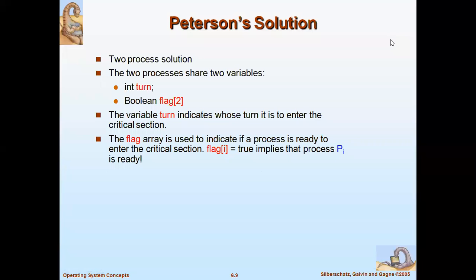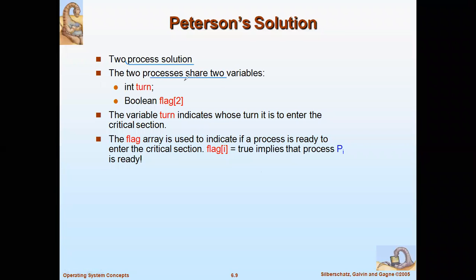Hello students, now let's move to the solution for the critical section problem, which is Peterson's solution. This is a software-based solution and it applies only for two processes. These two processes have two shared variables. One is turn, which is an integer, and flag, which is an array of type boolean. A boolean can have only two values, true or false, and this array is of size 2 because it allows only two processes.